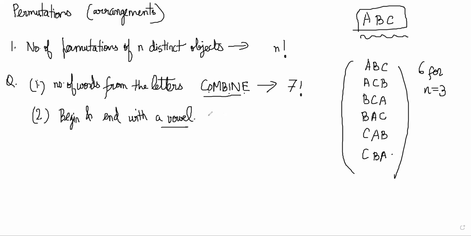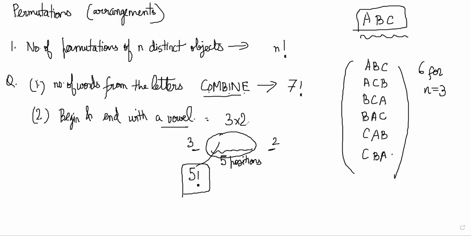So the beginning position can be filled in 3 ways from the 3 vowels, and the ending position can be filled in 2 ways then, right? So the first position can be filled in 3 ways and the last in 2 ways, and the remaining 5 can be arranged in 5 factorial ways. The answer should be 3 into 2 into 5 factorial here, right?